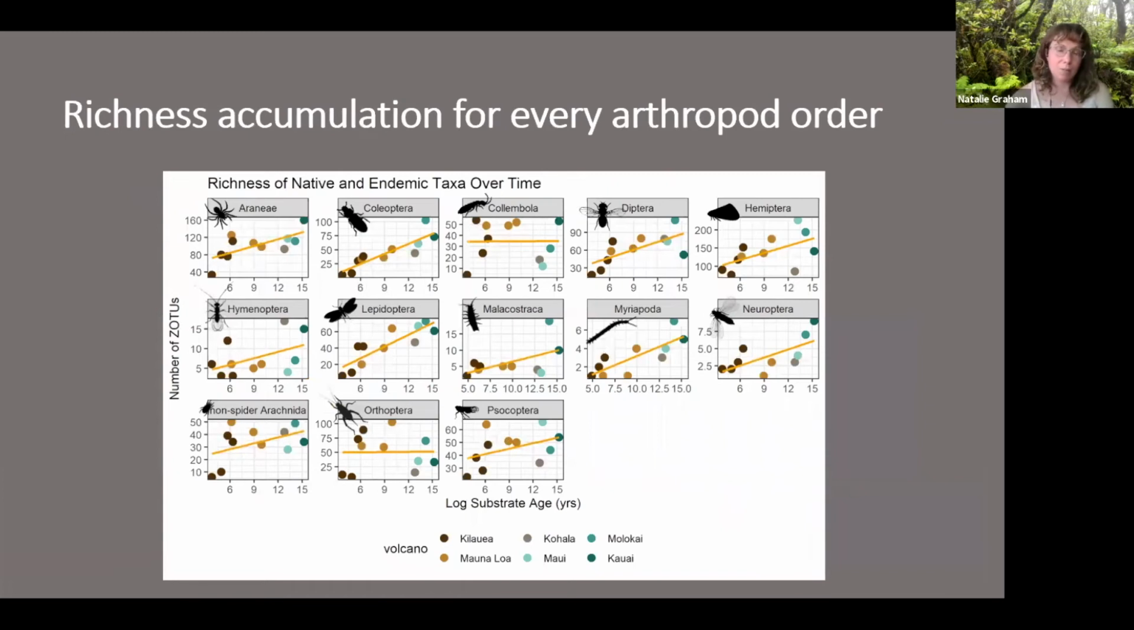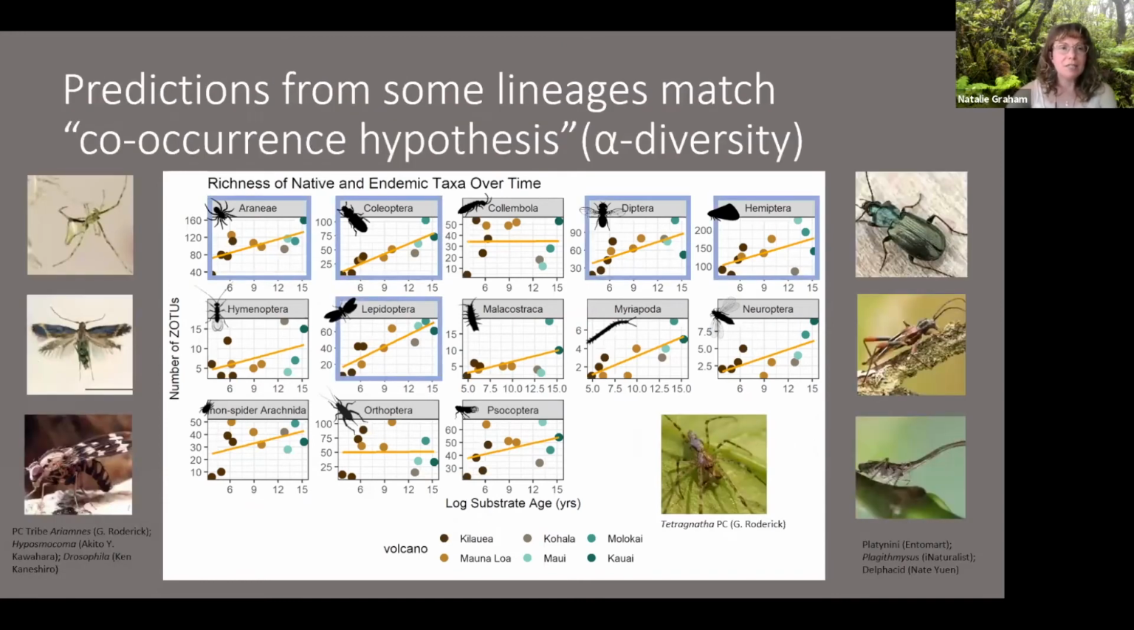Of course, with metabarcoding data, we can investigate this for multiple lineages. And so here we've regressed the richness by community age for every different arthropod order. And what we find is that the predictions for some lineages match this co-occurrence hypothesis. So I've pulled out spiders, beetles, flies, true bugs, and the butterflies and moths. And they all have this pattern of increasing richness over time that is statistically significant.